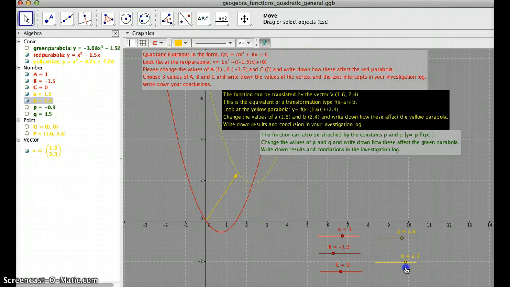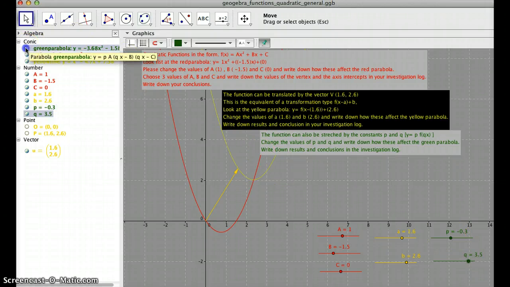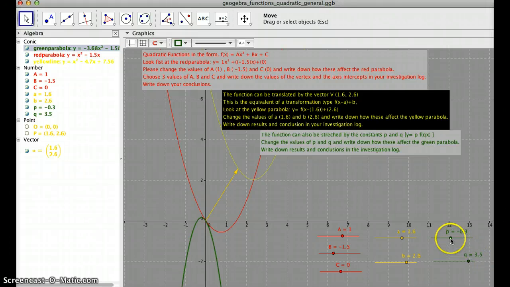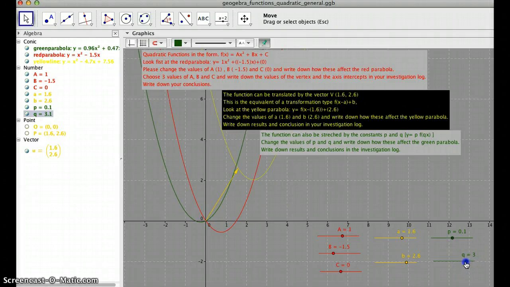Okay, and then again you can write down three of these things, and then finally in green we have two other parameters, P and Q. So P is multiplying the whole function, Q is multiplying the x. So when I change the value of P, showing the green parabola, what I'm doing is stretching along the y-axis, and it has obviously negative values, which put the parabola upside down, and then the Q stretches along the x-axis.